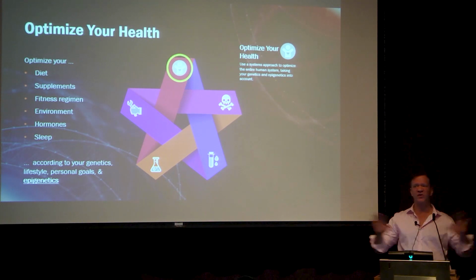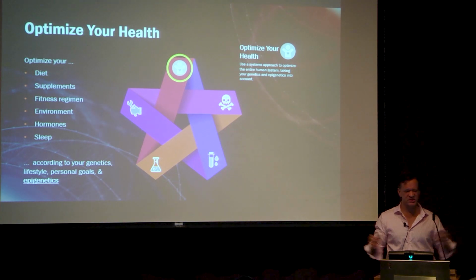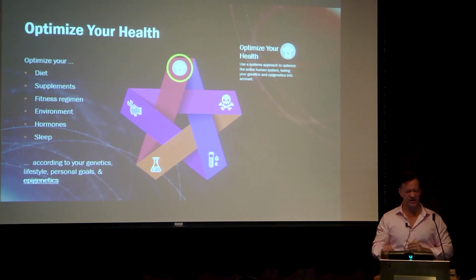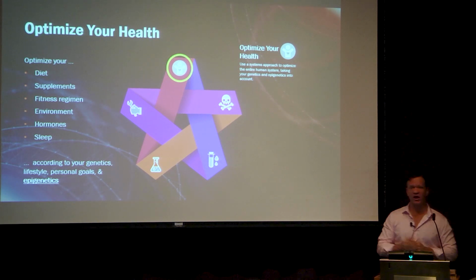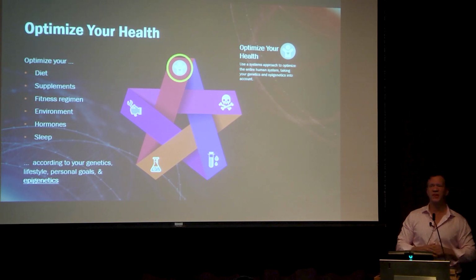Okay, so let's start with the first one, optimize your health. This means before we even get to longevity and anti-aging, let's try and get as healthy as possible. This means optimizing your diet, your supplements, your fitness regimen, your environment, your hormones, your sleep, so much more according to your genetics, your lifestyle, your personal goals, and your epigenetics.